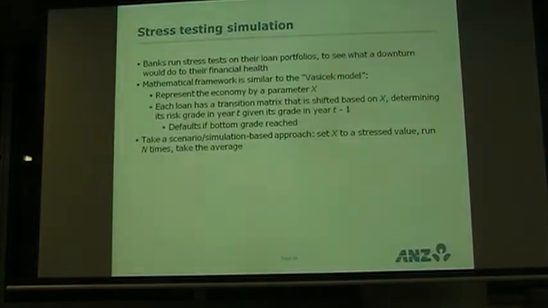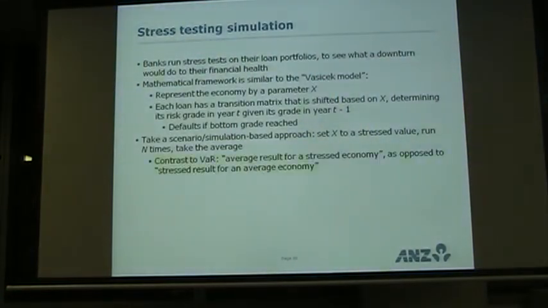I'm going to take a scenario, a simulation-based approach. I'll set x to some stressed value. This shifts all of my transition matrices by an amount. I'll take this through some Monte Carlo simulation n times and get the average out of that. Contrast this to value at risk. This is like saying the average result for a stressed economy as opposed to the stressed result for an average economy. Anyone here familiar with value at risk?